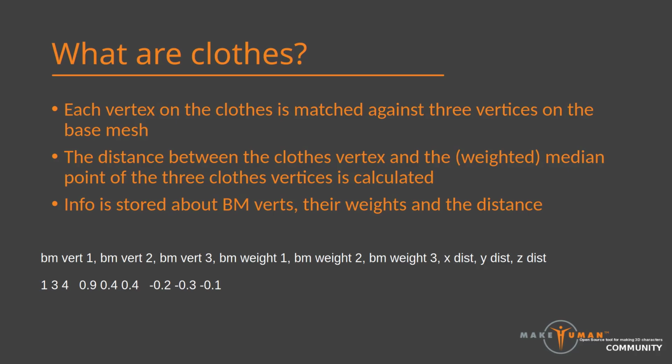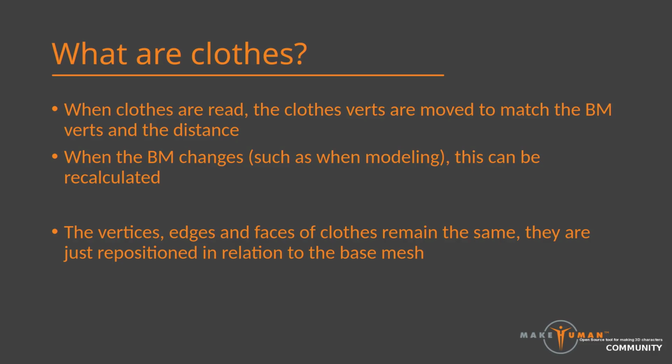Based on the proximity of each of these, they should be assigned a relative weight of 0.9, 0.4, and 0.4. The distance between the center of the base mesh triangle and the clothes vertex is minus 0.2, minus 0.3, and minus 0.1.